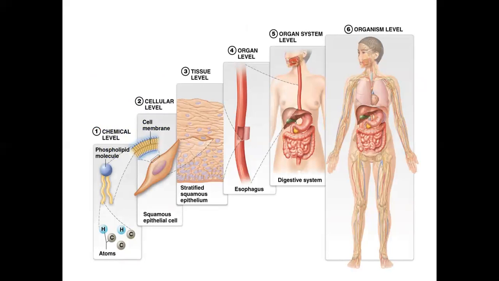The textbook has a nice picture. Be sure to go through the different figures and pictures in the textbook, and that'll help you understand some of the topics here. So here you have the different levels of organization down to the chemical level, and then all the way up to the organism.